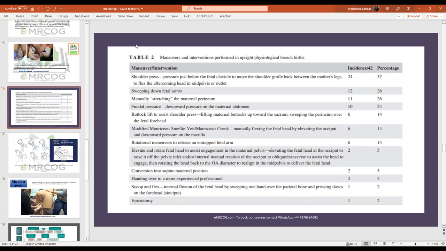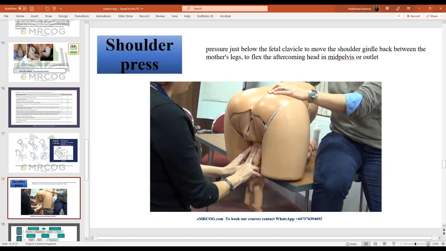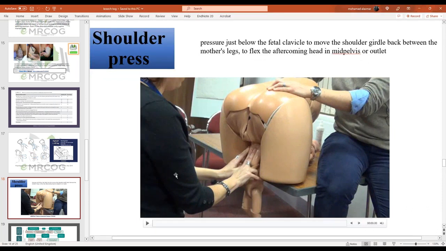Okay, so the first maneuver, my friend, is the shoulder press. What is a shoulder press? Shoulder press is pressure just below the fetal clavicle to move the shoulder girdle back between the mother's legs to flex the aftercoming head in the mid-pelvis or outlet. A picture is better than 1,000 words. Can you see this picture of the shoulder press? This is in the teaching course.